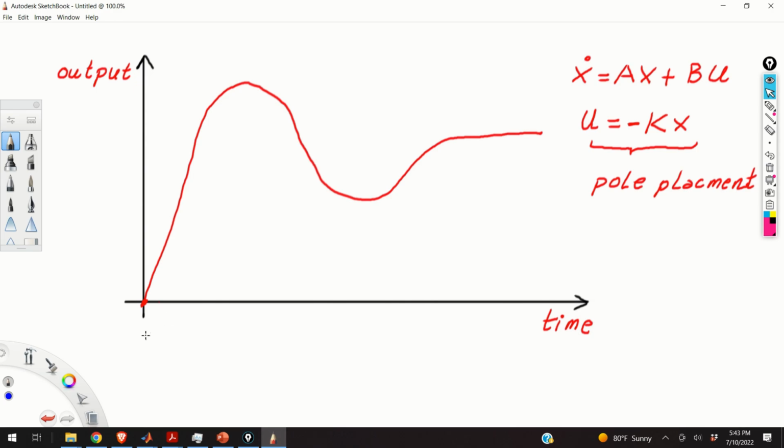So let us apply this definition over here. So this is the 10% of the final value, this is the final value, this is 10%, 90% of the final value is, for example, over here. So our rise time is basically this interval, TR. We want to make sure that the system's rise time is below a certain value, for example, 0.1 second.